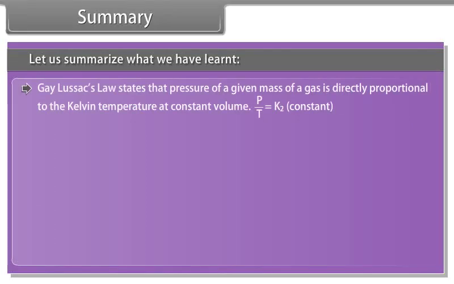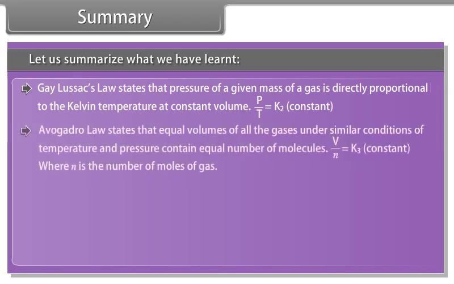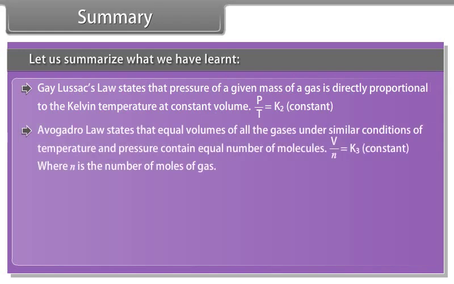Gay-Lussac's law states that pressure of a given mass of a gas is directly proportional to the Kelvin temperature at constant volume. P by T is equal to K2, constant. Avogadro's law states that equal volumes of all gases under similar conditions of temperature and pressure contain equal number of molecules. V by N is equal to K3, constant, where N is the number of moles of gas.